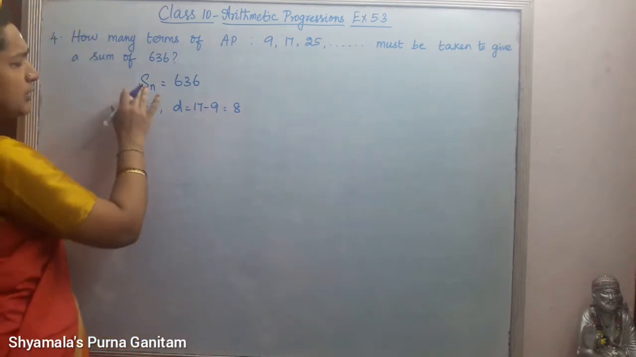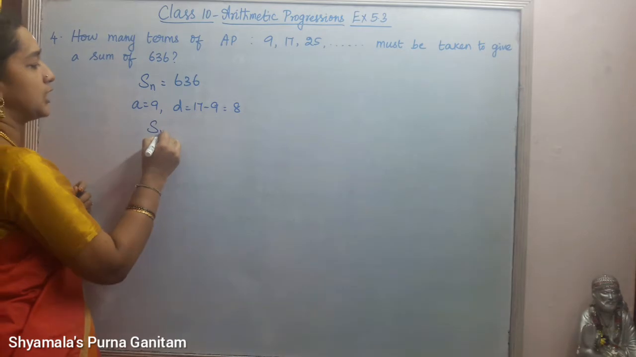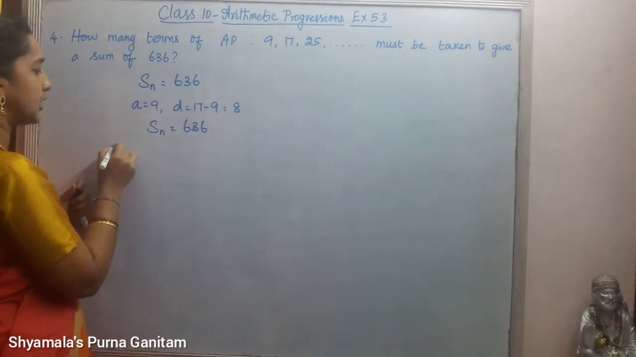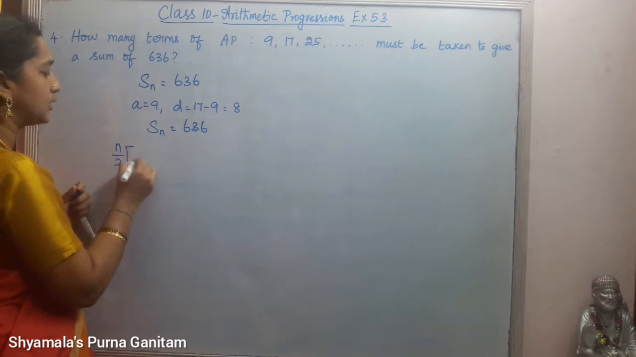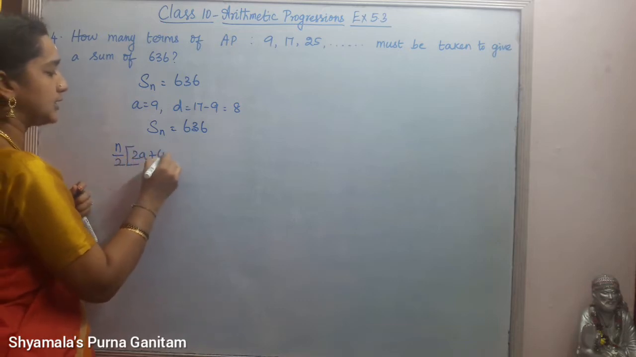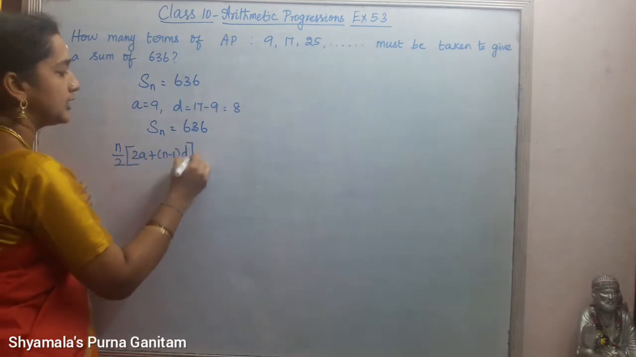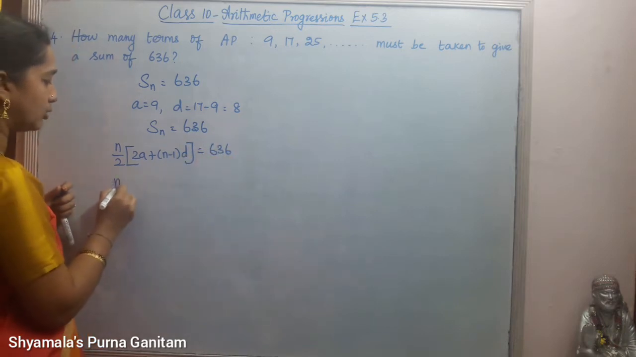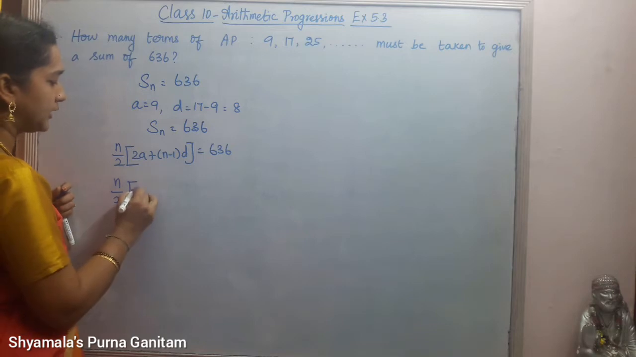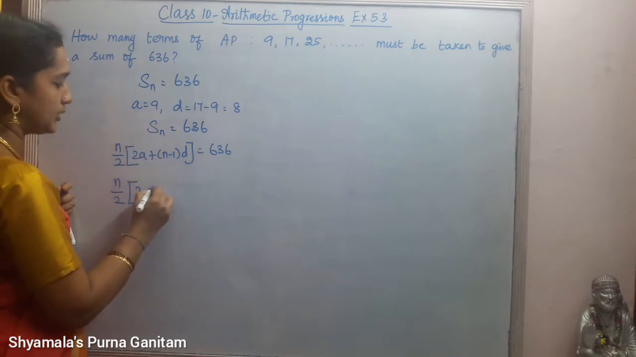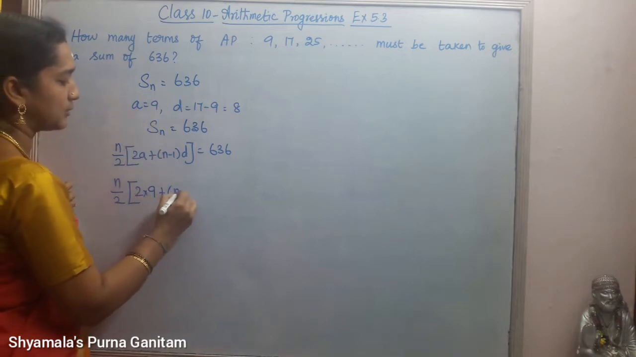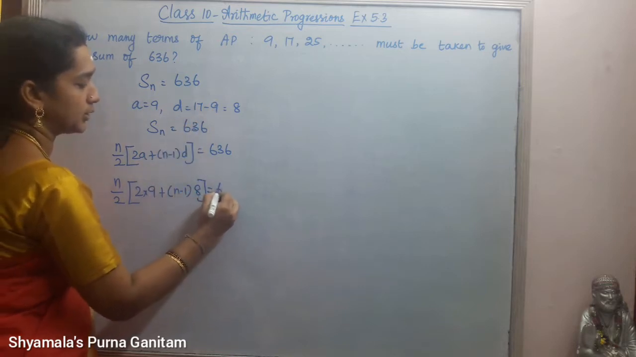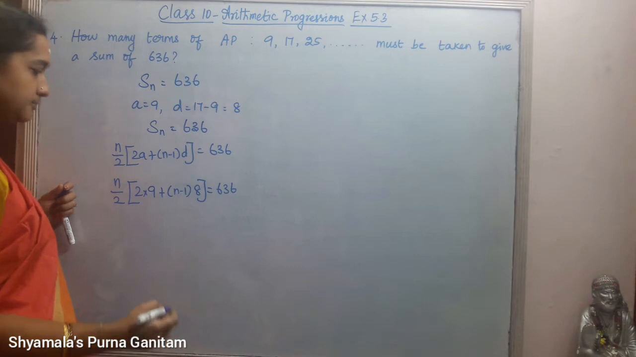Sn formula: Sn is equal to n by 2 into 2a plus n minus 1 into d, that is equal to 636. n we don't know, so n by 2 into 2 into a value, which is 9, plus n minus 1 into d, which is given as 8, that is equal to 636.